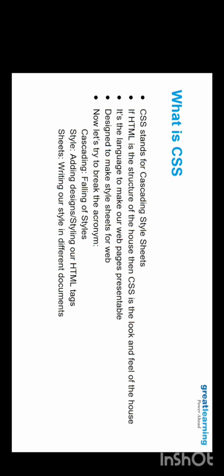Let's now try to break this acronym, C, S, and S. C stands for cascading. Cascading means falling of styles. We'll see in the future part of this tutorial what this falling of style means, how one style will take priority over the other and how it does so. We'll look into it in more detail. So that is what you mean by cascading, nothing but falling of styles.